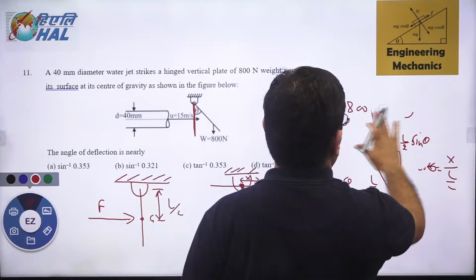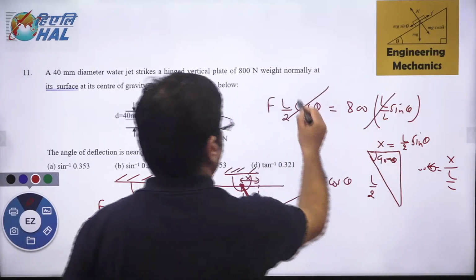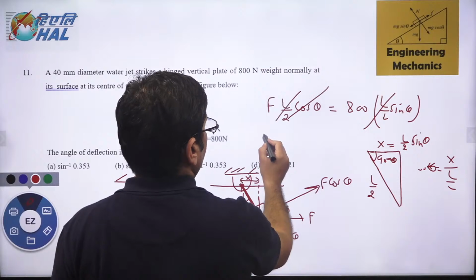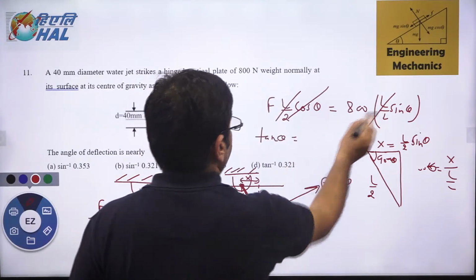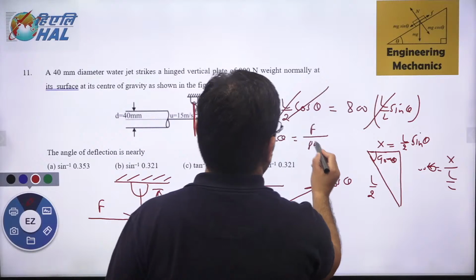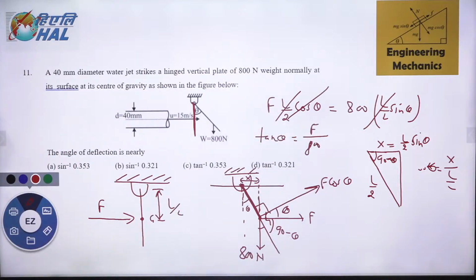So this one is L by 2 sine theta. So L by 2 gets cancelled out. Now this becomes sine theta, tan theta. Tan theta is F over 800. That is the value which we are getting.